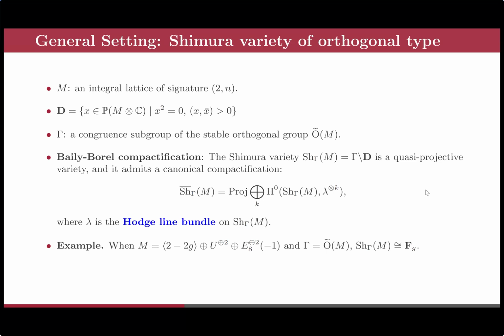A very important example, at least for our purpose, is when M equals this special lattice, the signature (2, 19) lattice. It's 2 copies of the hyperbolic plane plus 2 copies of E8 plus a one-dimensional lattice, whose self-intersection, the norm, is 2 minus 2G. The arithmetic group is nothing but the stable orthogonal group, and then this arithmetic quotient is nothing but the moduli space of quasi-polarized K3 surfaces of genus G. So roughly speaking, the story on FG is just a special case of such Shimura varieties.